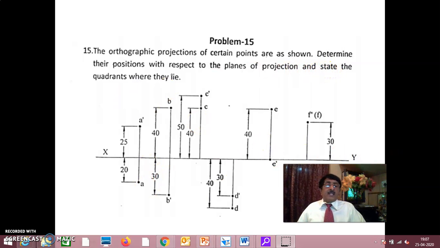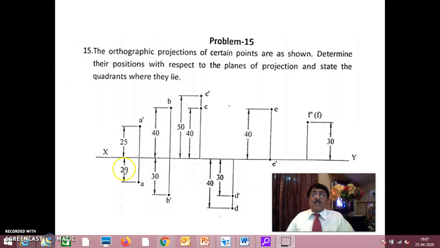Now, this is a standard examination problem given. Okay, now you see here, XY line. A dash and A. That means this should be VP, this should be HP. Naturally, in this problem, A dash and A would refer to the first quadrant system. Point A is 25 mm above HP and 20 mm in front of VP.